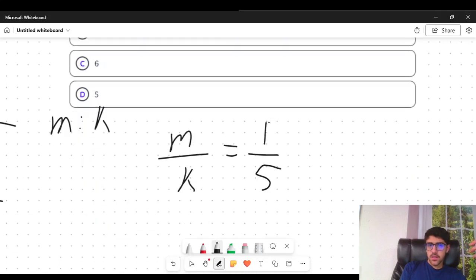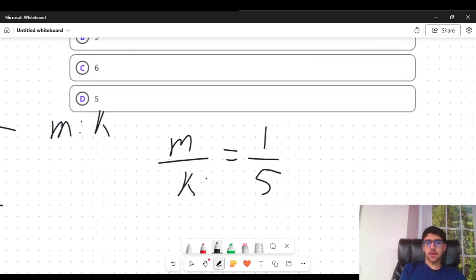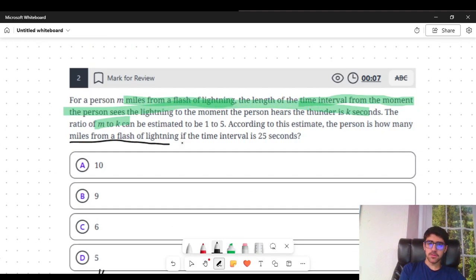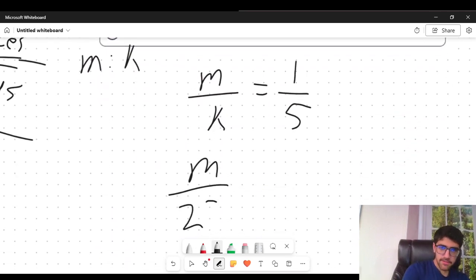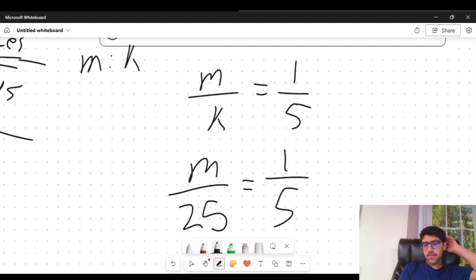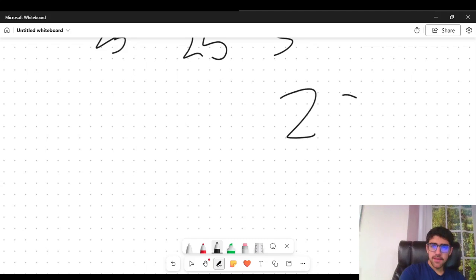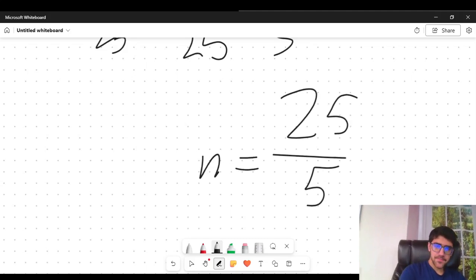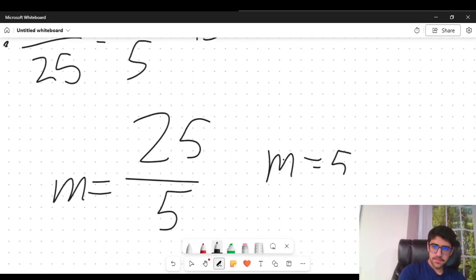So what are we going to do to solve this? This is the ratio, we're going to keep it. But now in this m over k, we're going to plug in the 25 seconds that they gave us so that we can solve for m, which is the miles from a flash of lightning. If we plug that in, we get m over 25 is equal to 1 over 5. From there, you could plug this into decimals, but it's not really necessary. Just multiply both sides by 25 to isolate m. You get 25 divided by 5 is equal to m, and that means m is equal to 5. And that is it.